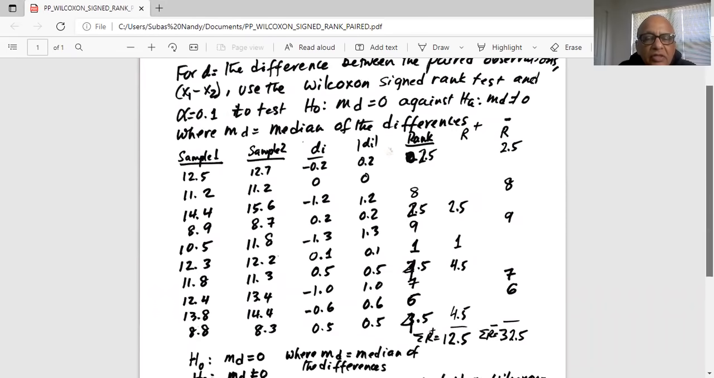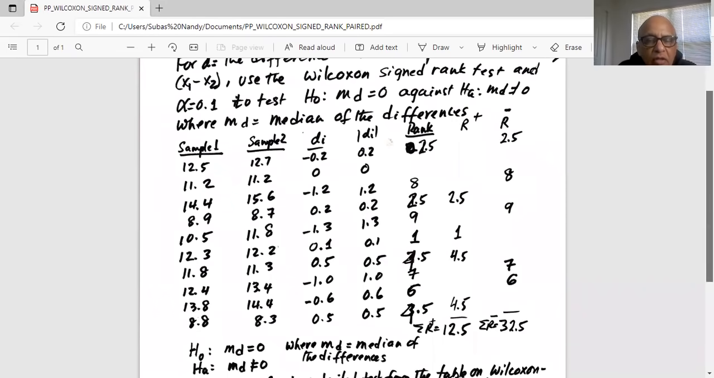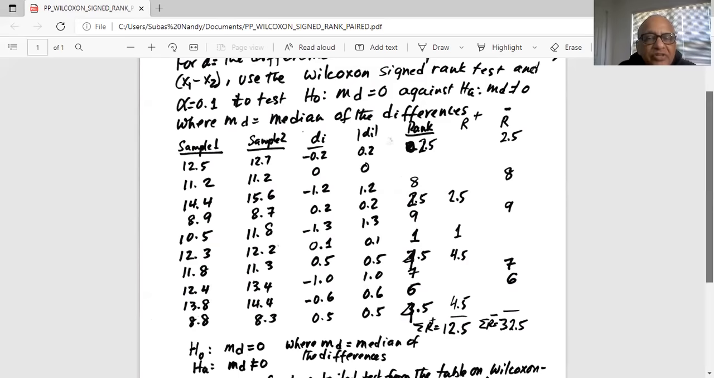Then we rank these differences, starting with the lowest one. The lowest one is 0.1, whose rank is one. Next one, we see there are two 0.2s. So they consume the ranks of two and three. Two plus three is five divided by two. The average rank for 0.2 is 2.5. So two and three are gone.